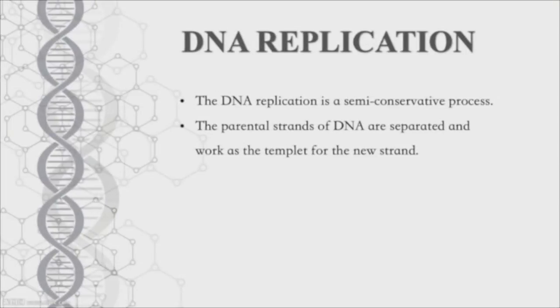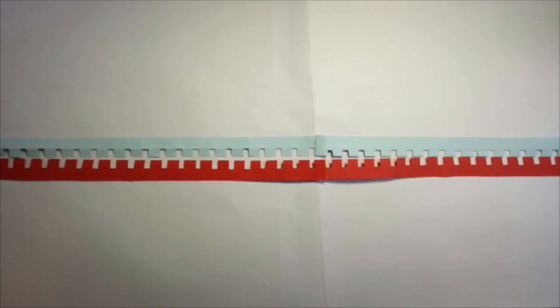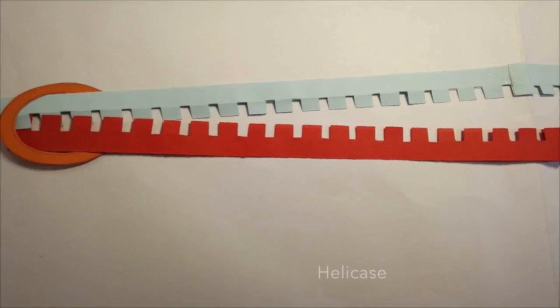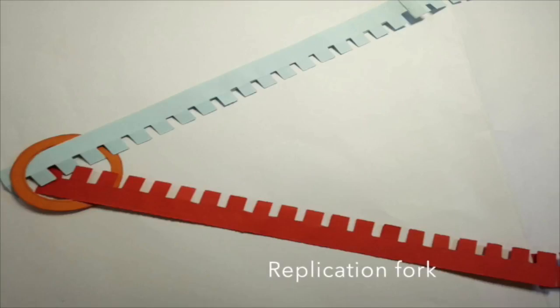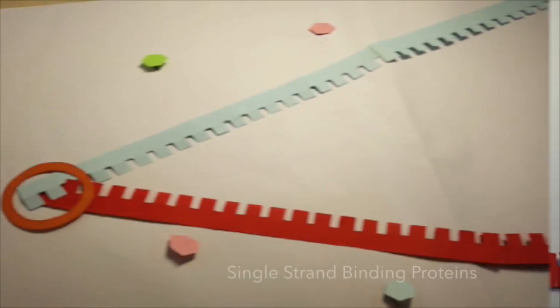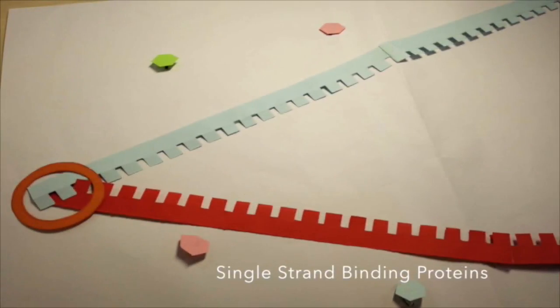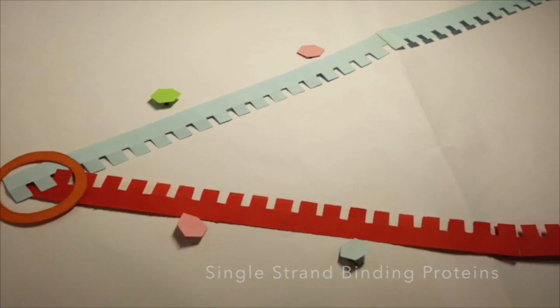DNA replication is a semi-conservative process. The parallel strands are separated and work as a template for the new strand. In the first step of replication, helicase will unwind the DNA helix by breaking the weak hydrogen bonds between the complementary bases. The point where they separate is known as the replication fork. In this process, single-strand binding proteins also join to ensure the DNA strands keep away from each other.